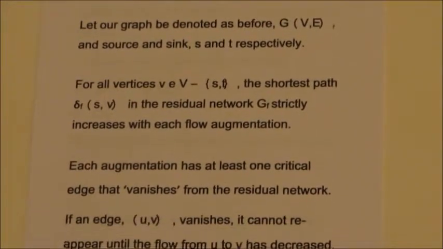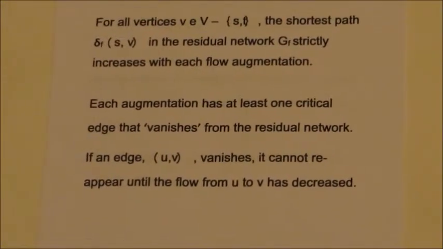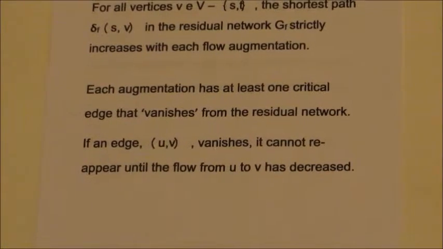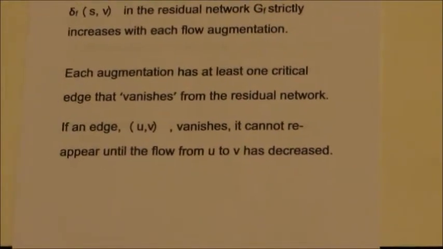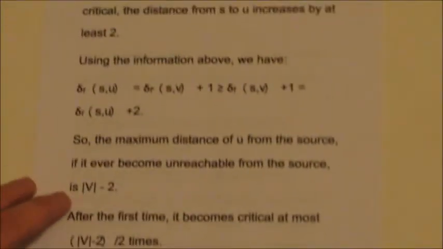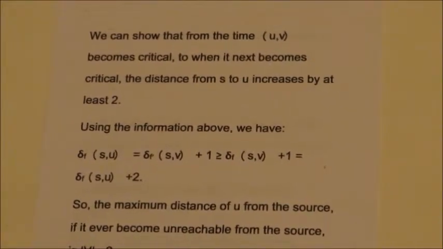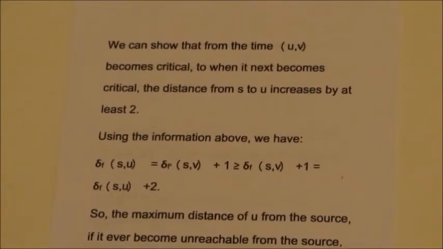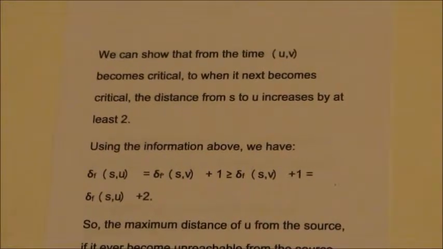Each augmentation has at least one critical edge that vanishes from the residual network, as we saw before. If an edge (U, V) vanishes, then we know it cannot appear again until the flow from U to V has decreased. Now we can show that from the time (U, V) becomes critical to when it next becomes critical, the distance from the source to U increases by at least 2.